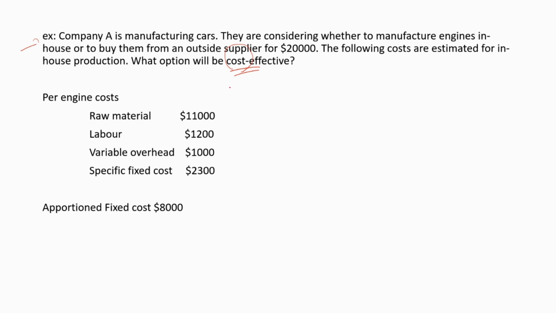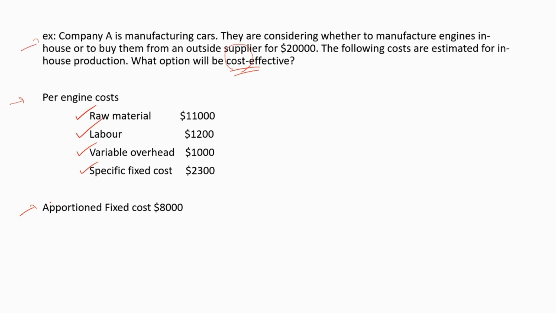There is a company which is manufacturing cars. Now they have to make a decision whether to manufacture engines for their cars in-house or to buy them from outside suppliers for 20,000. In order to do that, we have to have the costs for in-house production. These are the costs they have given for in-house production per engine. So per engine, raw material cost is 11,000, labor cost is 1,200, variable overhead cost is $1,000, specific fixed cost is 2,300, and they have given the apportioned fixed cost of 8,000.